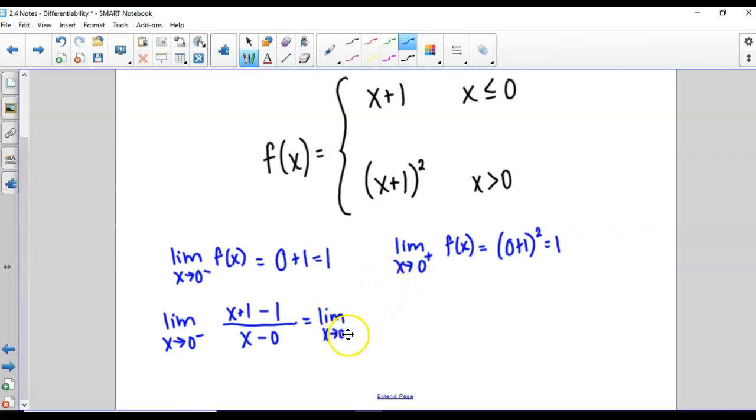So we've got the limit as x approaches 0 of x over x, which is really just 1. So you're going to get a limit of 1 from the left. So that tells you that f prime of 0 from the left is 1.